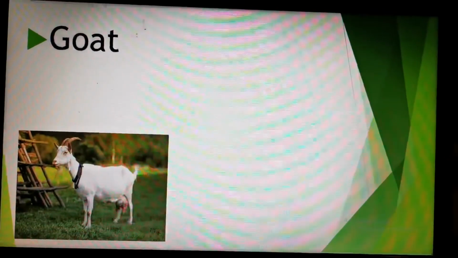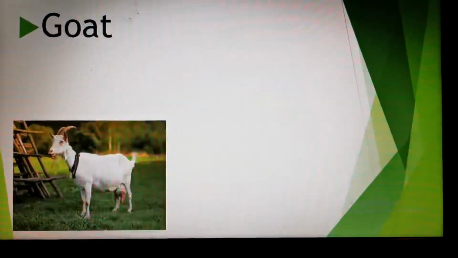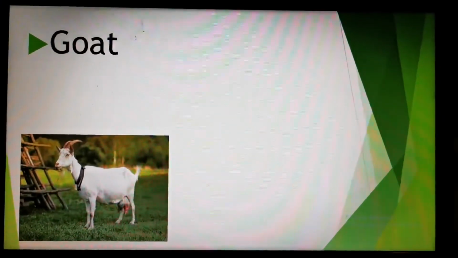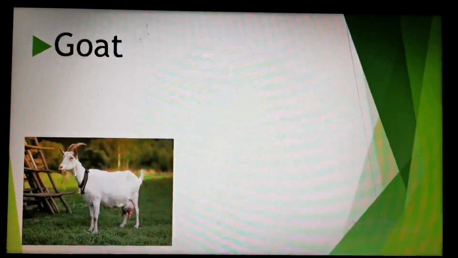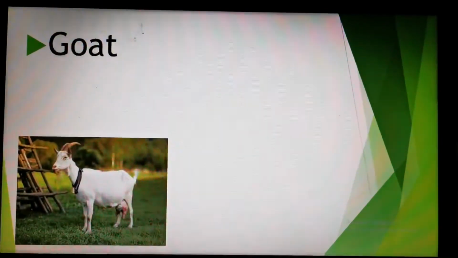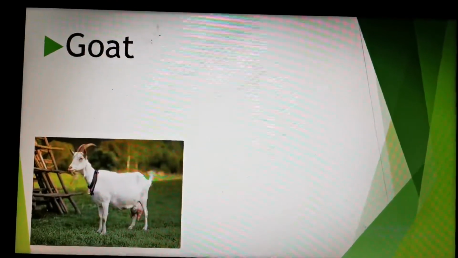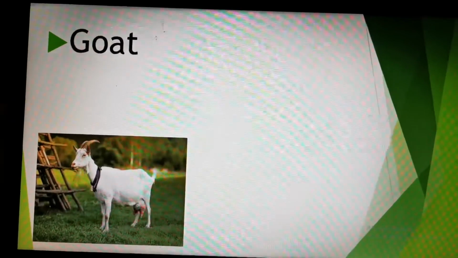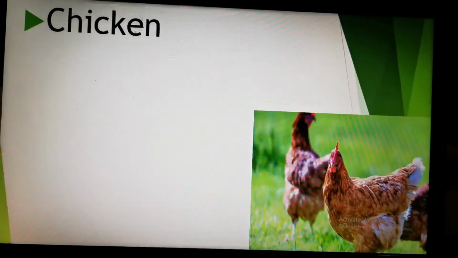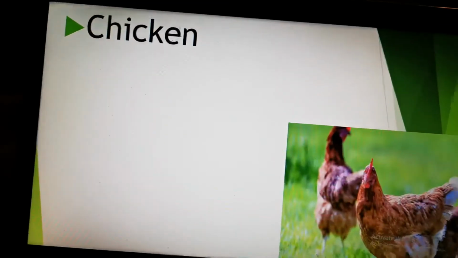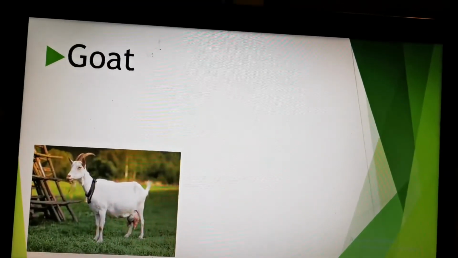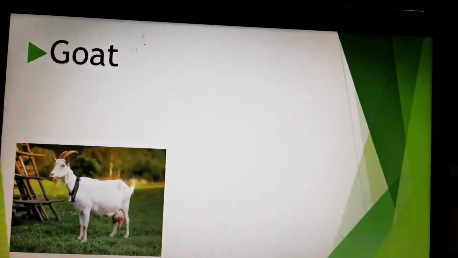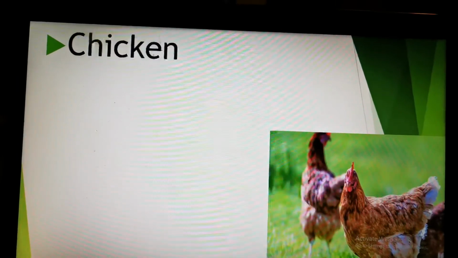Goat. Okay, so goat, we said the third one is a goat. The goat, what's the benefit from the goat? Yeah, it's the same as the cow. The meat, and we can get the milk from it. Chicken. Sorry, before we start with the chicken. Goat in Arabic we call it what? Do you know? Ma? Bravo, Ma'iz. You are a great student actually.